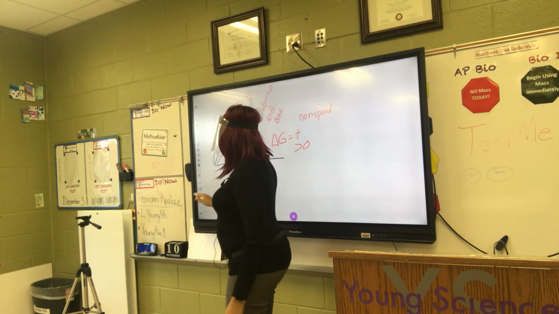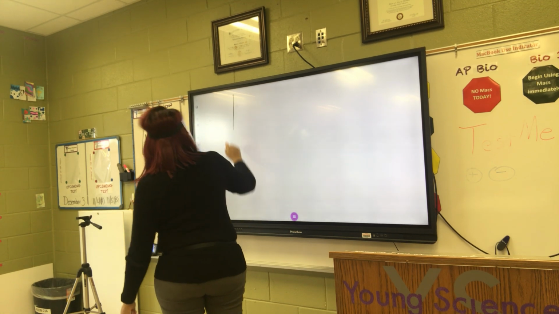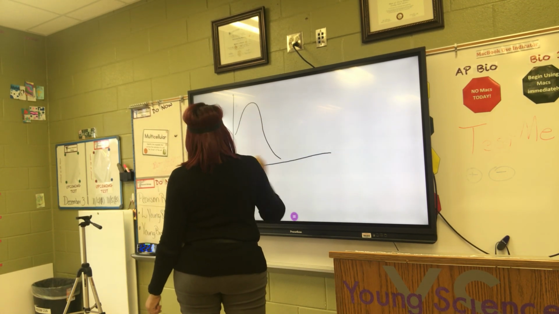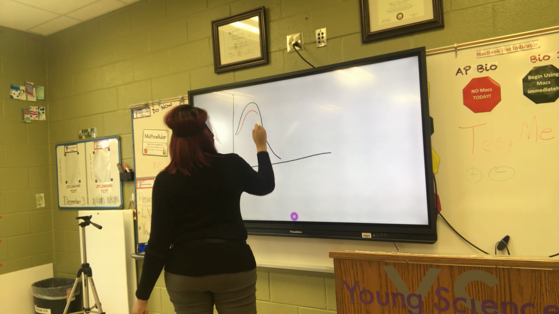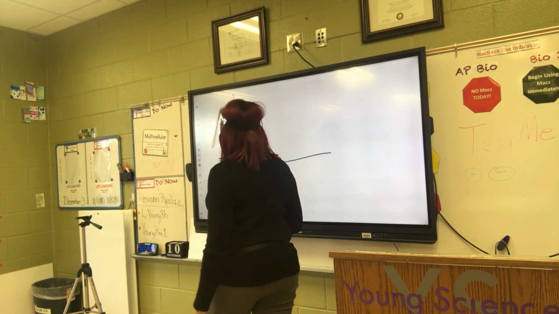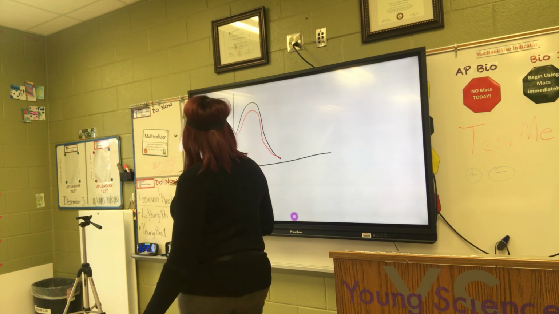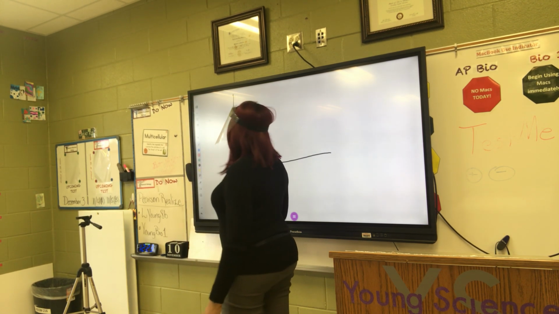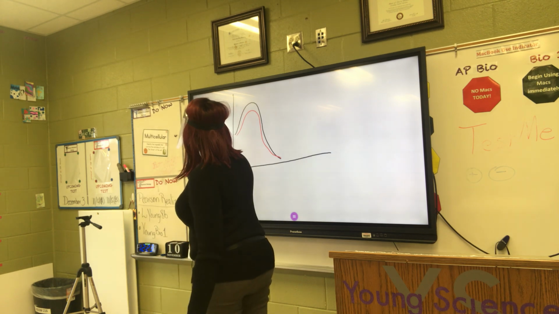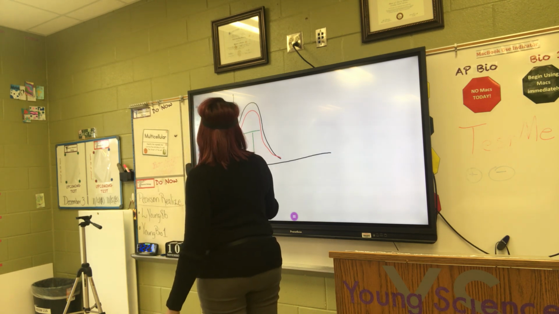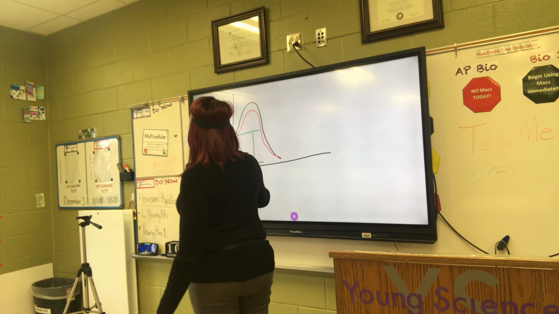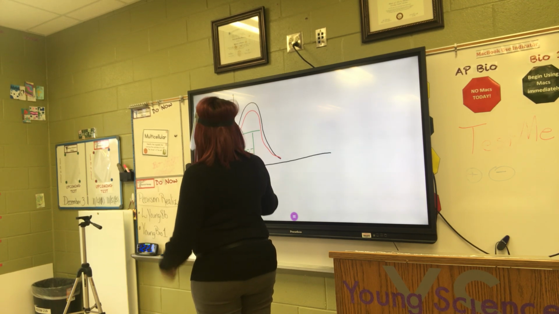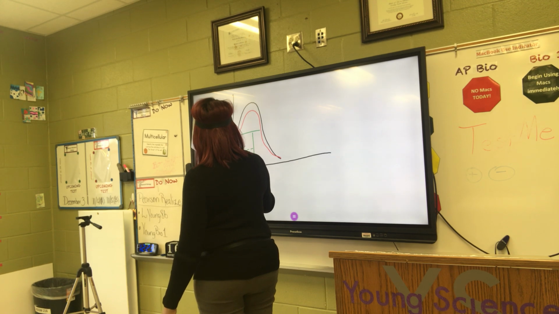Now what about the other side of the coin? All right, so in this case, you have catalyzed, uncatalyzed. So what happened to the amount of free energy? It went down, so delta G is negative, or less than 0.